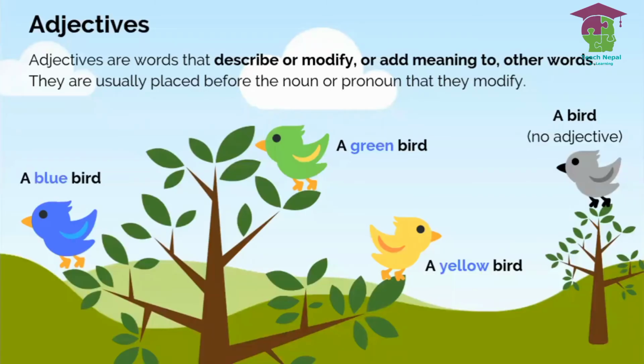Next, adjectives are words that describe or modify or add meaning to other words. They are usually placed before the noun or pronoun that they modify. जुन noun अथवा pronounलाई modify गर्छ त्यो adjective, right? They are mentioned just before the noun or pronoun. For example, a blue bird. Here, bird is being described. A green bird, right? A bird, no adjective here, only a noun phrase. A yellow bird. So yellow, green, blue are the adjectives, and after these adjectives, you have the word bird, the noun.